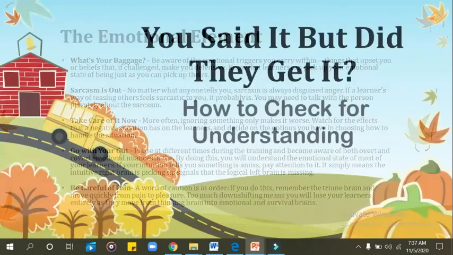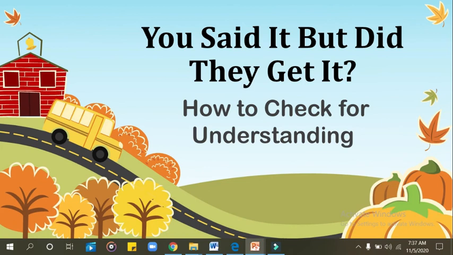You said it, but did they get it? How to check for understanding. Checking for understanding simply means you stop talking and ask learners to say or do something with the information you just gave them. By doing this, you'll know immediately whether learners understand what they just heard.